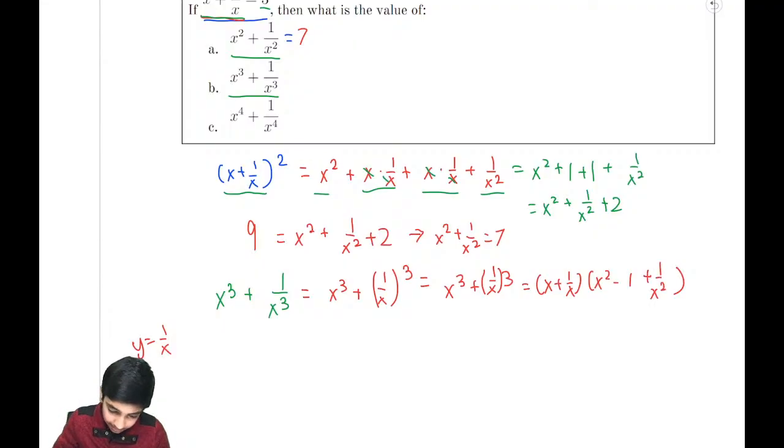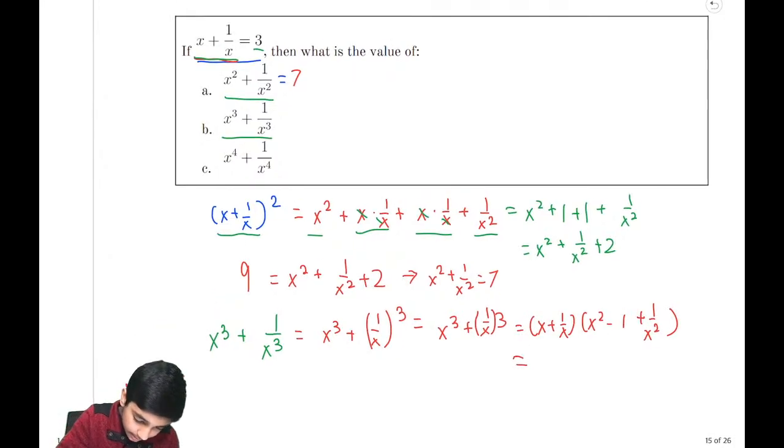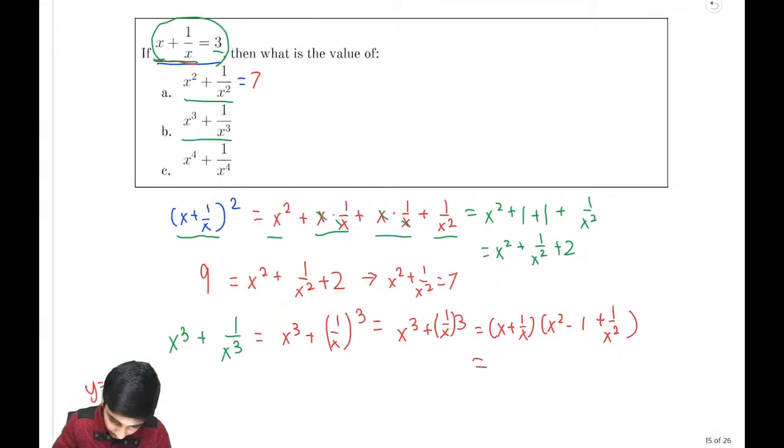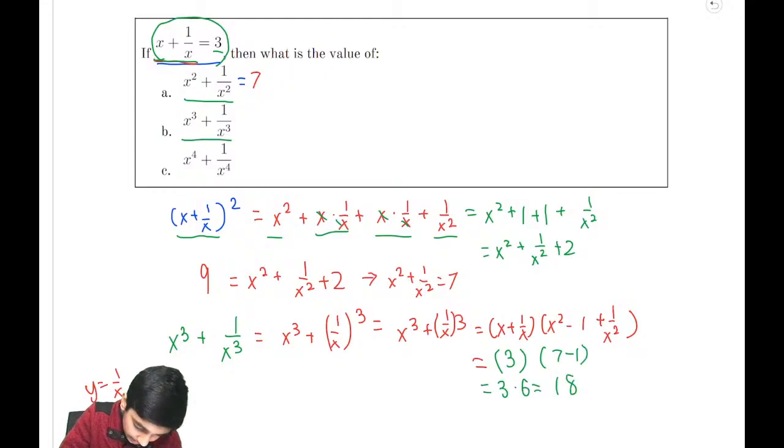And then from here, we know that x plus 1 over x is just 3, right? We found it's 3. So 3 times x squared minus 1 plus 1 over x squared. So we know that x squared plus 1 over x squared is 7. So this is going to be times 7 minus 1, which is equal to 3 times 6, or 18. So this will be 18.